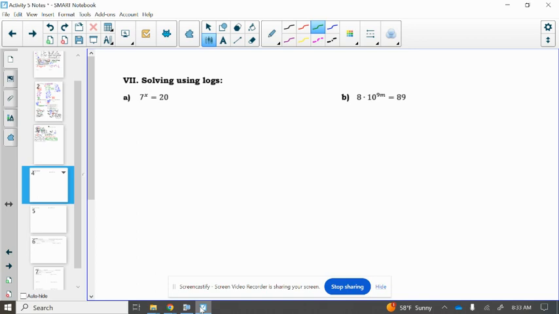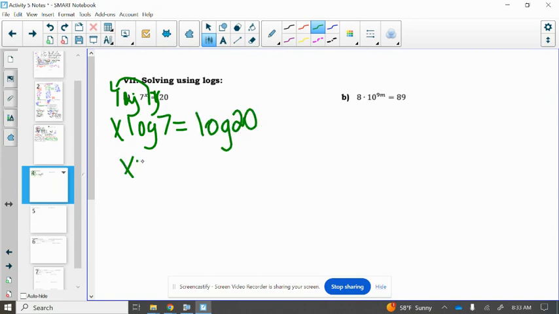Hi everyone, today we are going to continue on with our solving, this time using logarithms to help us solve exponentials. Now we've talked before about being able to move this exponent out front to solve by taking the log of both sides, because what this allows us to do is that x can now move out front. We have log of 7, and then we have log of 20 on the right, and if we divide over log 20 by log 7, we get our final answer.